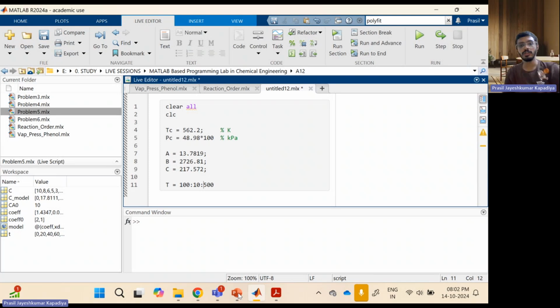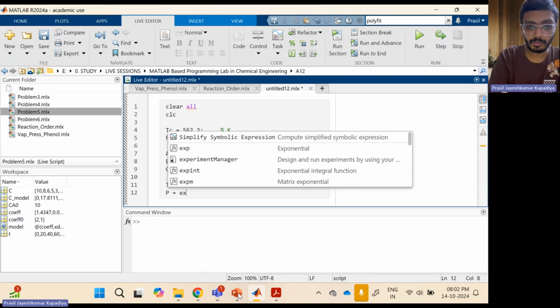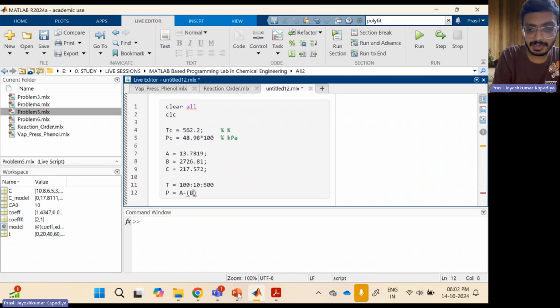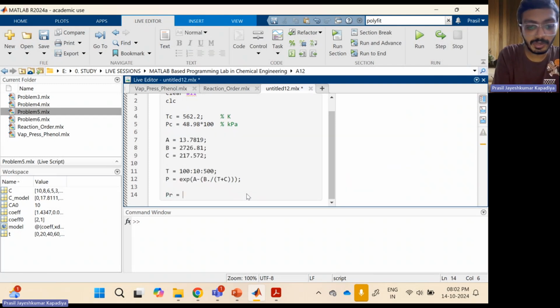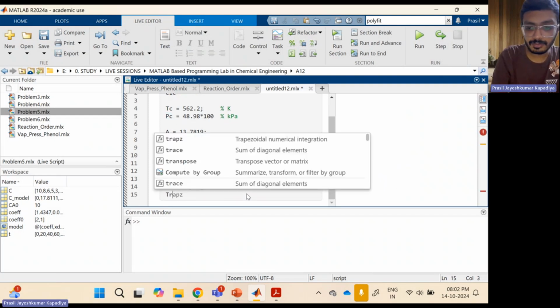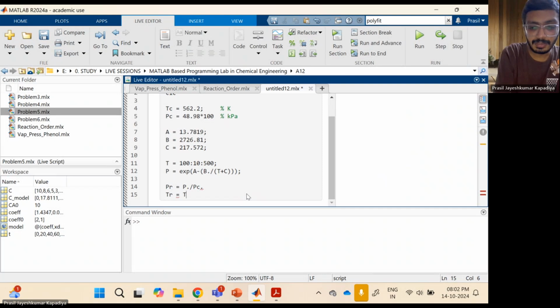Okay, one very important thing you need to take care of. Let's first find out the pressure. So pressure is equal to exponent of, first write down A minus B divided by T plus C. Okay, so this is my pressure and this whole term is in exponent. So what is the catch here? I will have to find out PR and TR. PR is equal to reduced pressure P divided by PC. Correct? And TR will be equal to T divided by TC. But what is the catch here? Here my temperature should be in Kelvin.